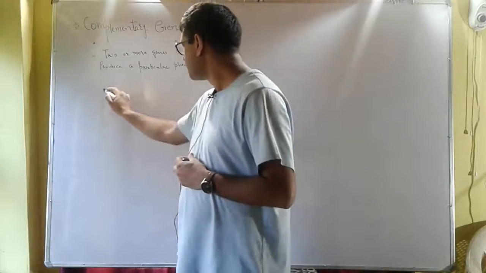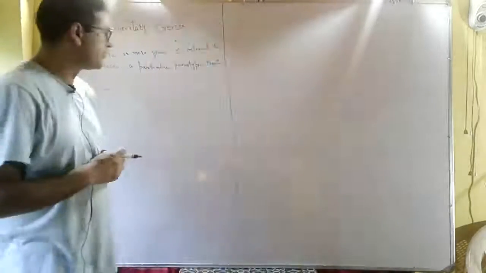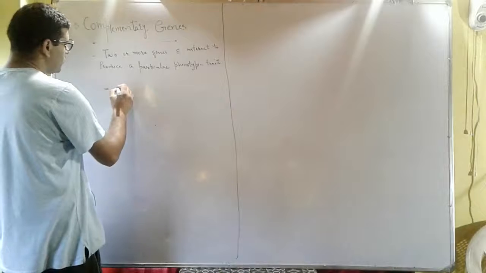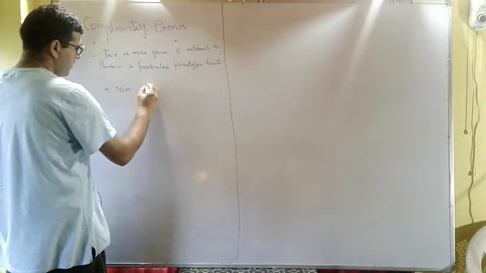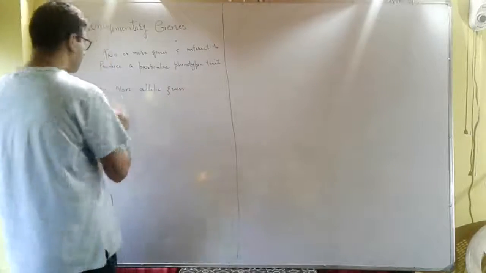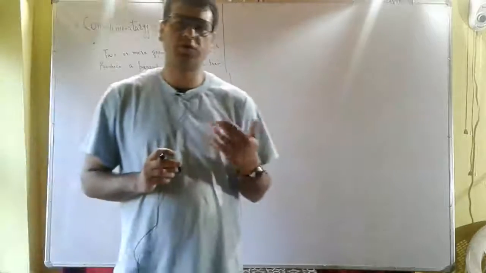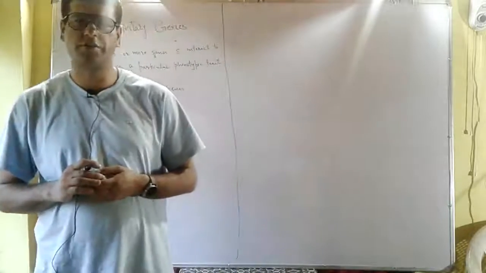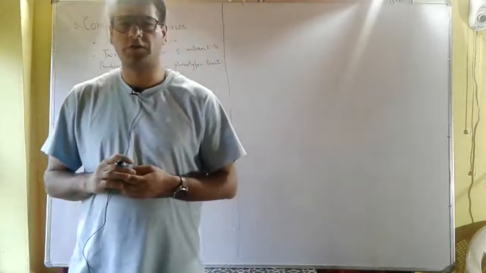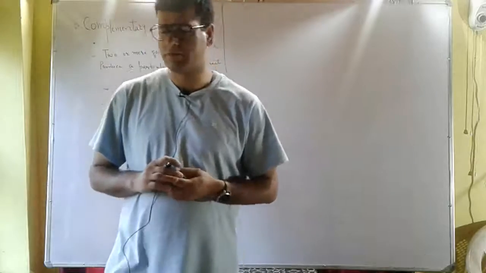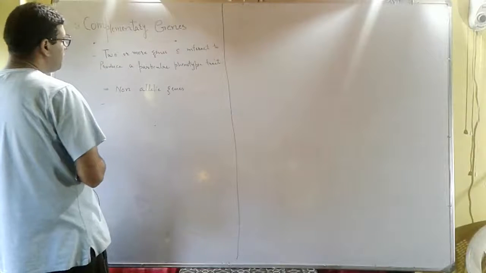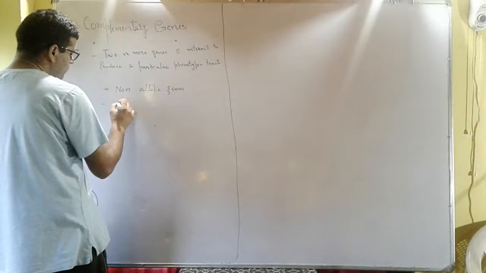If we ask what the important characteristics of complementary genes are, they are non-allelic genes. That means there are two or more different genes, and these complementary genes, as I told you, are necessary or essential for the production of a particular phenotypic trait. These complementary genes occupy different gene loci.